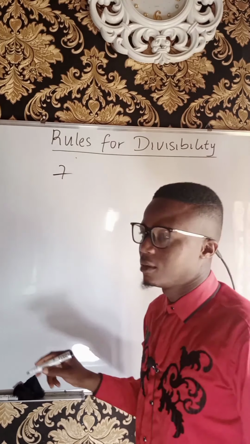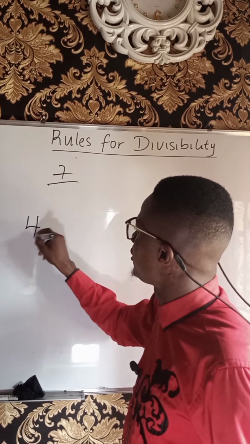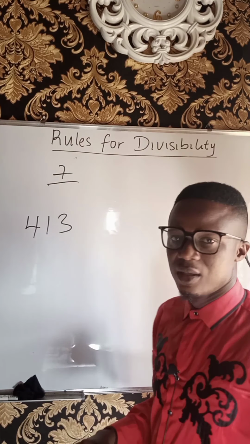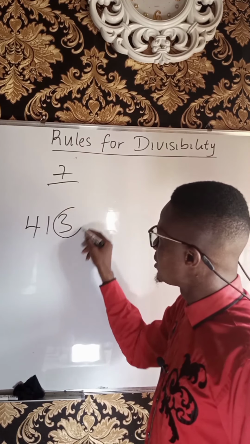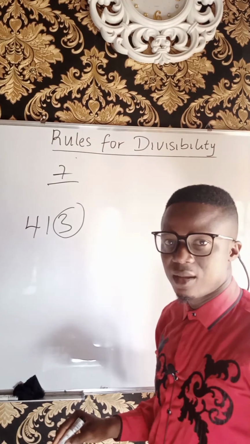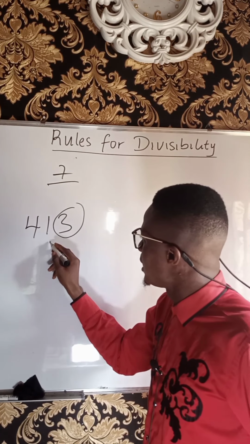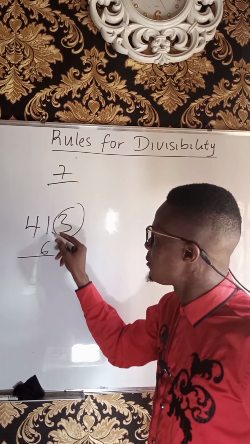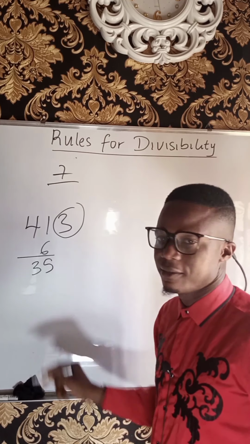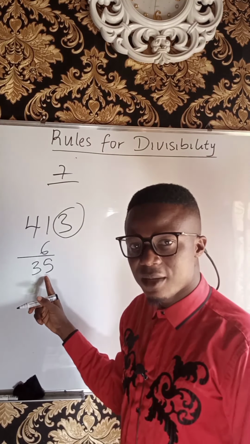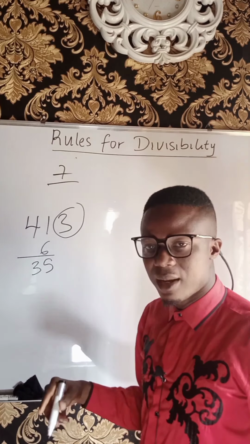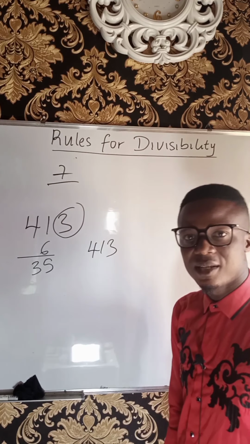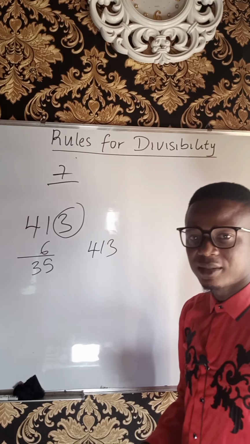For 7 now, let's say you have 413 as a number and you want to see if this number is divisible by 7. What you do is that you must double the last digit. The last digit is 3. If I double 3, I will get 6. Then subtract 6 from the remaining number. The remaining number here is 41. If I remove 6 from 41, I will be getting 35. Now, is this 35 divisible by 7? Yes. Since 35 is divisible by 7, therefore 413 is as well divisible by 7. That is how to know if a number is divisible by 7 or not.